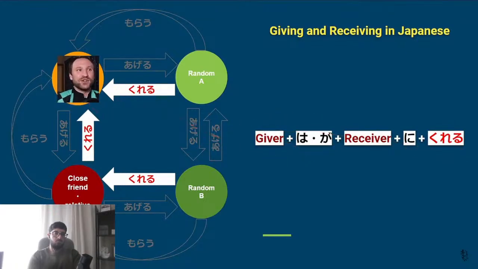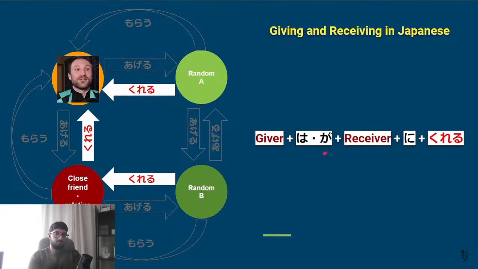You can never use kureru outward, giving to someone else, outside of your circle of, I guess, competence or the people that you are very close to. You can't use kureru in that situation. And random people that you don't really know, you're not going to use kureru to say that they're giving stuff to each other. You're only going to use ageru.